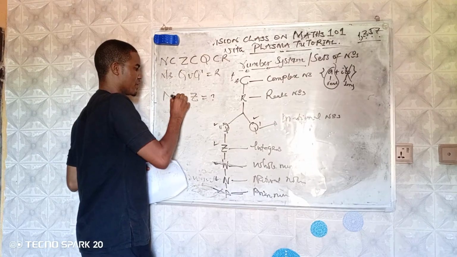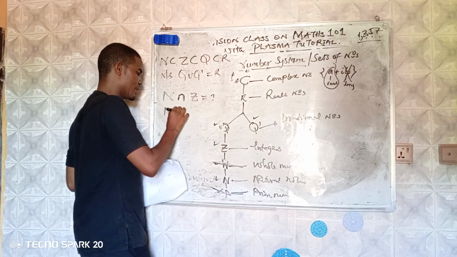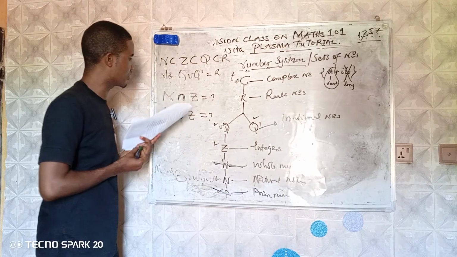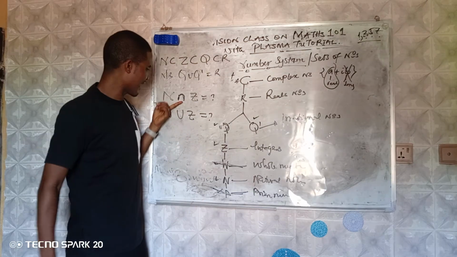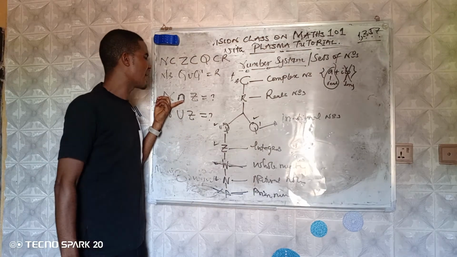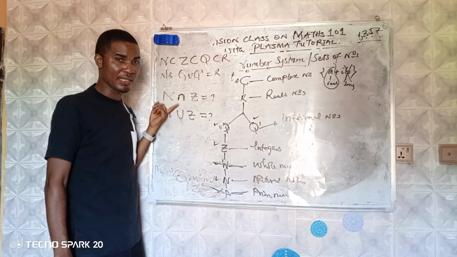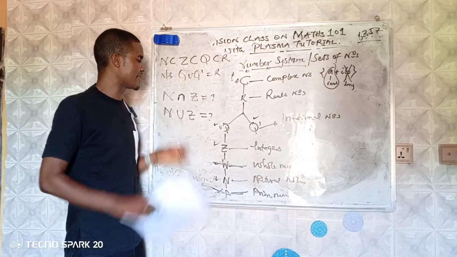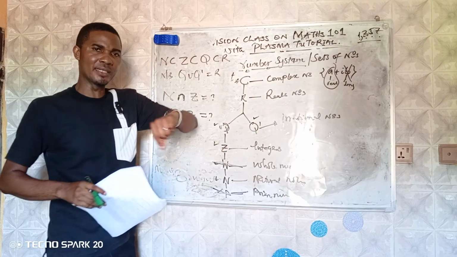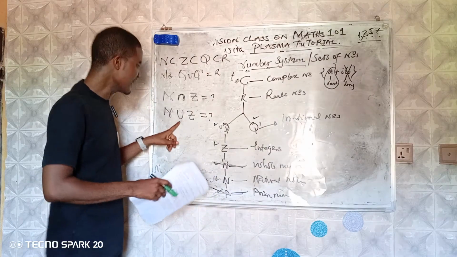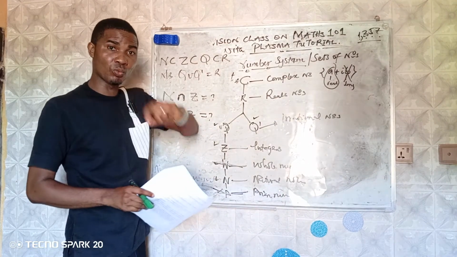When intersection, okay, also if you have N union Z is equal to what? Let's solve these two examples. This is intersection, this is union. When intersection is the operation between these two number systems, then the lower set will become the outcome, or you can say the lower set will win. But when it is union, the bigger set will win.